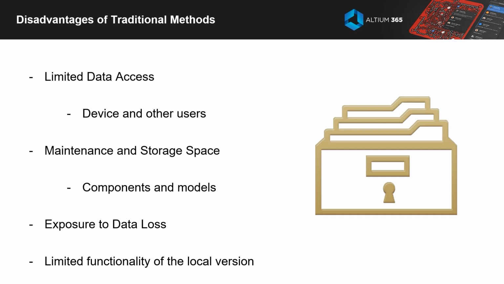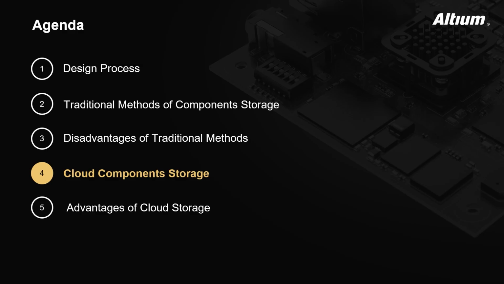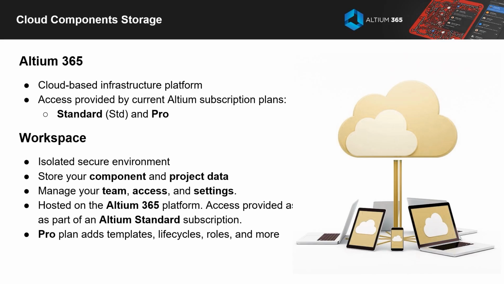As we go into the component creation process with Altium 365, you'll see how enhancements that enable you to have shared models for components allow you to easily update many components at once. We can now start taking a look at cloud component storage in Altium 365. Altium 365 is a cloud-based infrastructure platform, and access is provided by current Altium subscription plans. There are two current subscription plan levels, Standard and Pro.